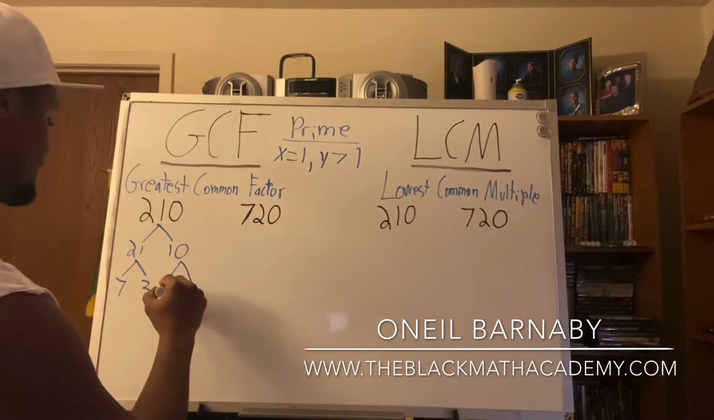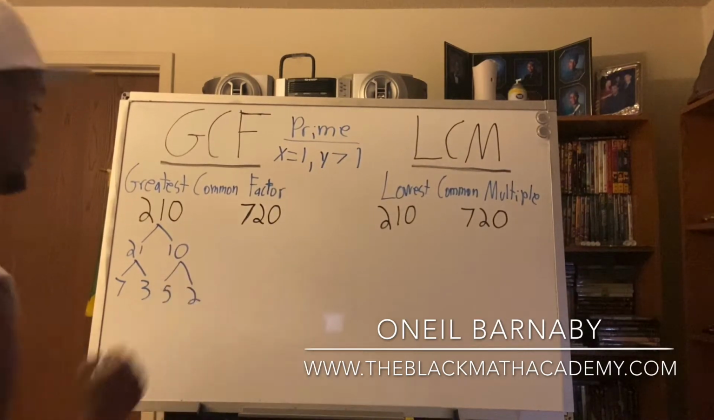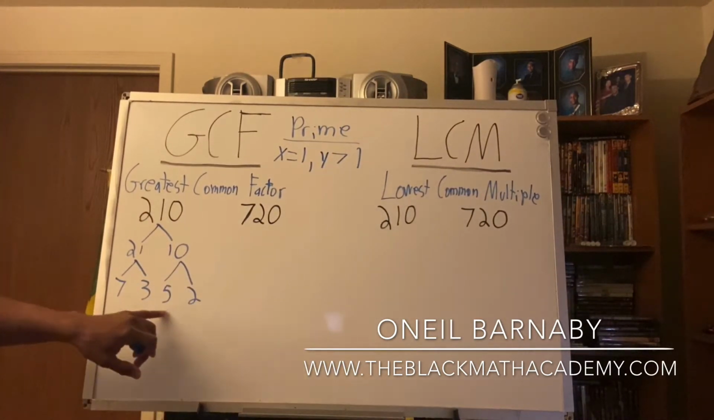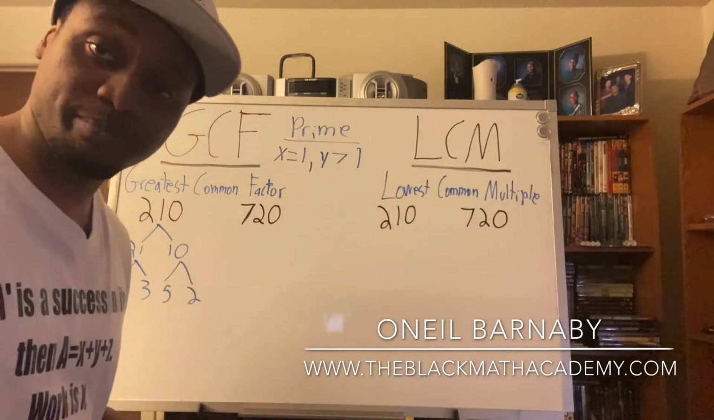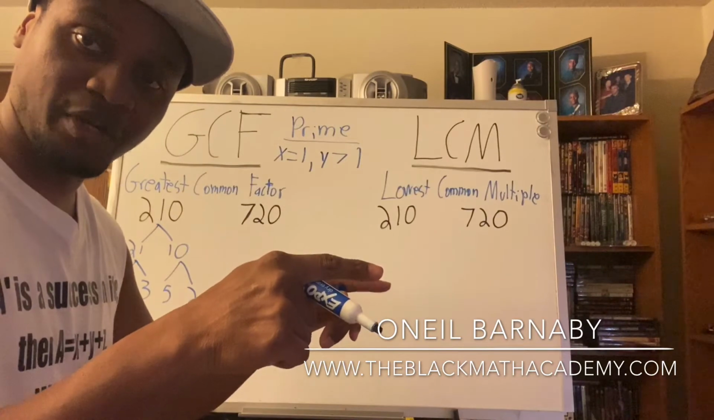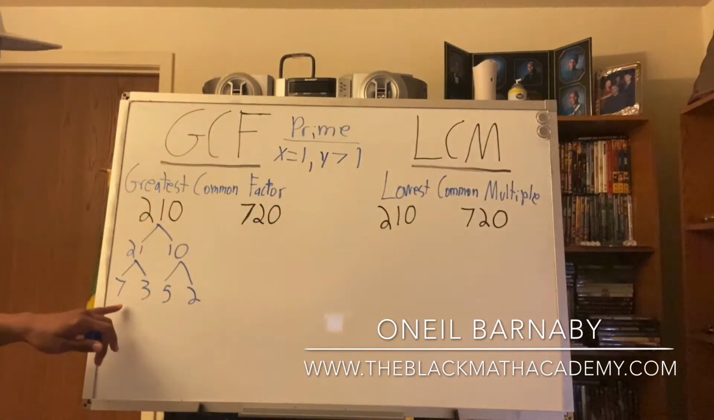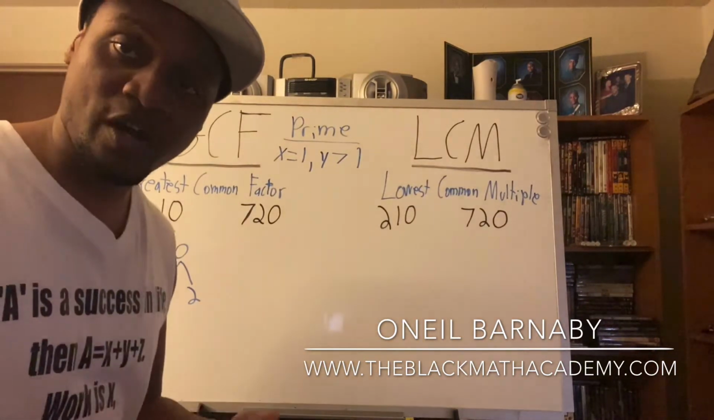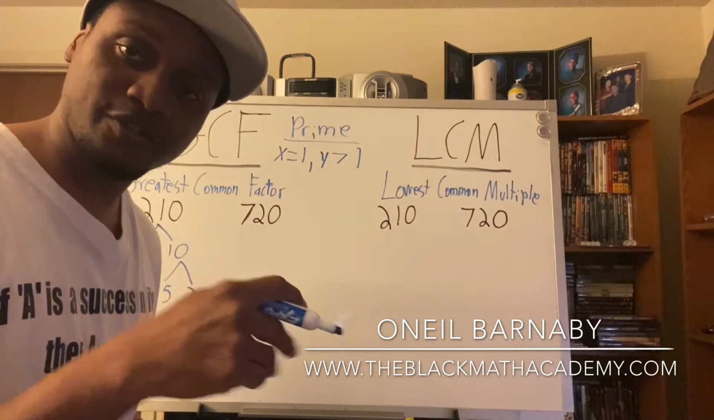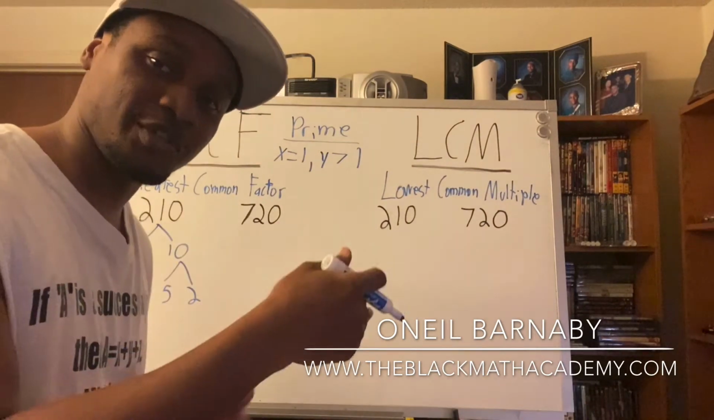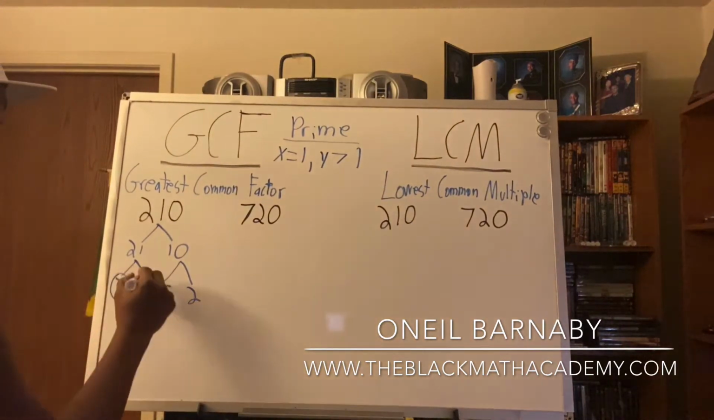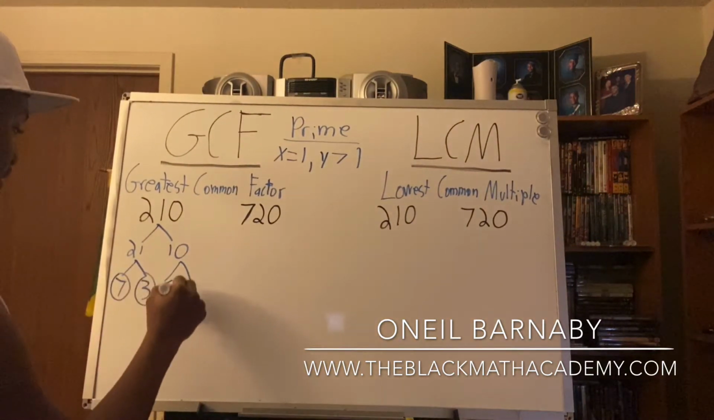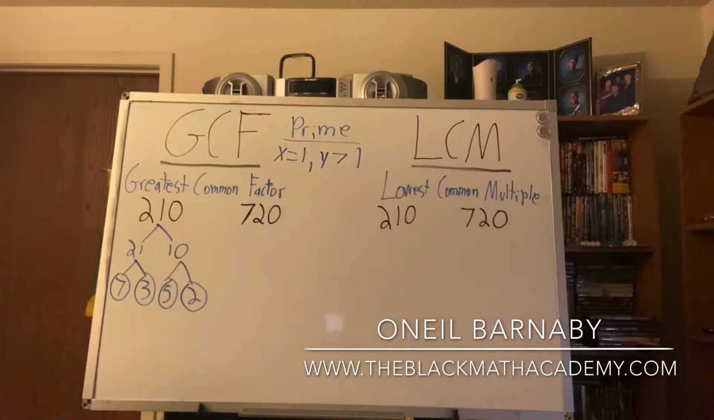10 gets split into 5 and 2. And since 7, 3, 5, and 2 are prime numbers or prime factors, that's where we would stop, because we couldn't split the number any further. And here is where I like to circle my prime factors so that I know which numbers I'm using and which ones I'm not using. So 7, 3, 5, and 2.